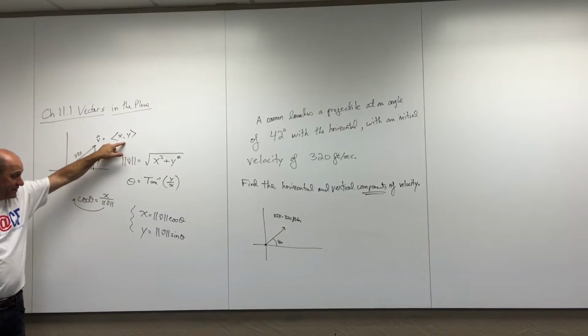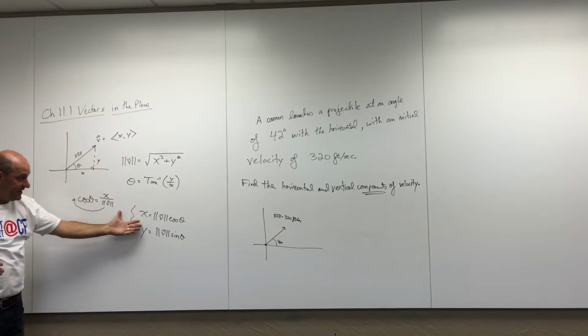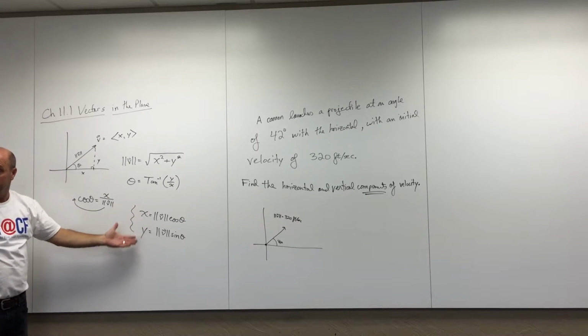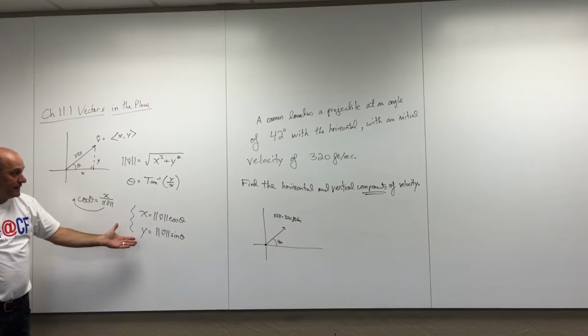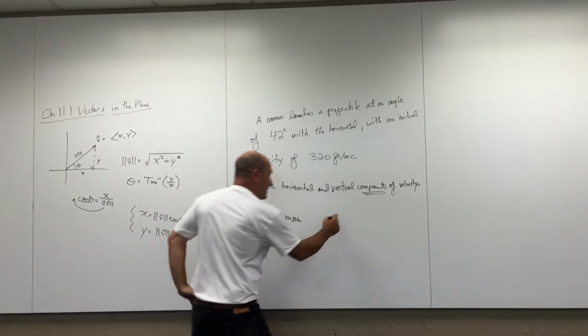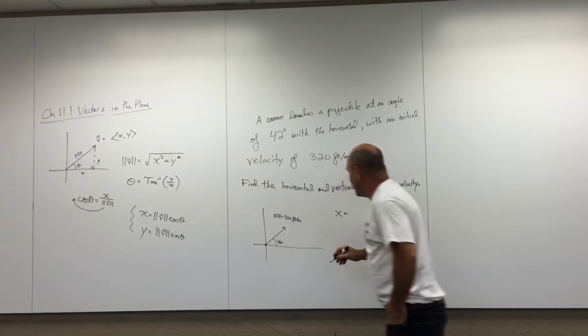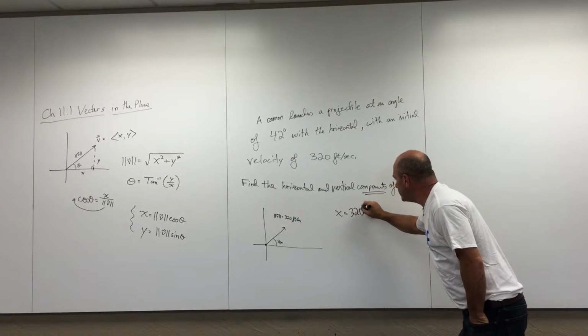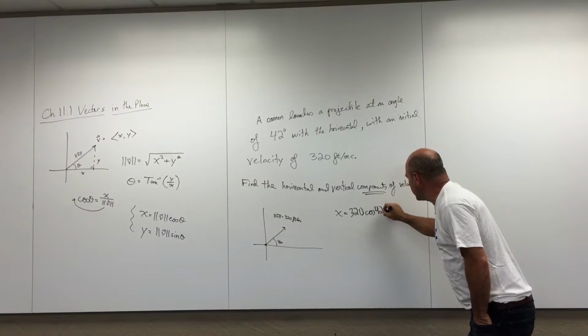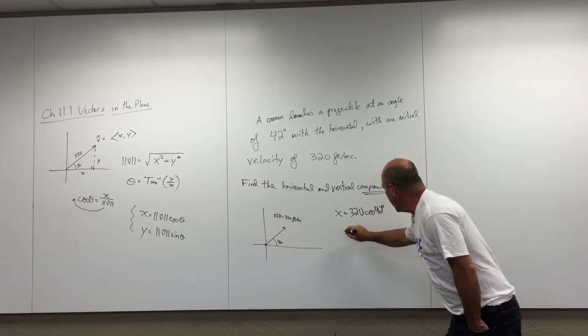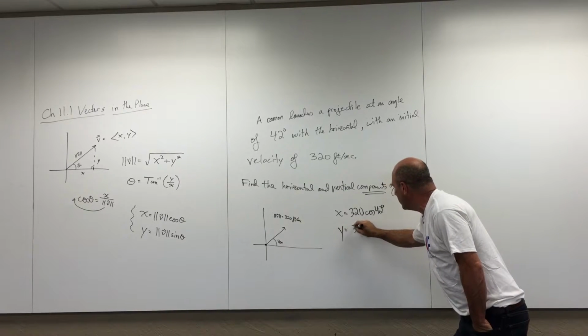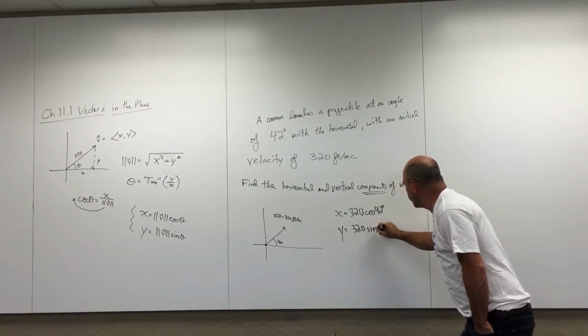And it comes down to this. Let's just do it. x would be 320 times the cosine of 42 degrees. Now you've got to be in degree mode. y would be 320 times the sine of 42.